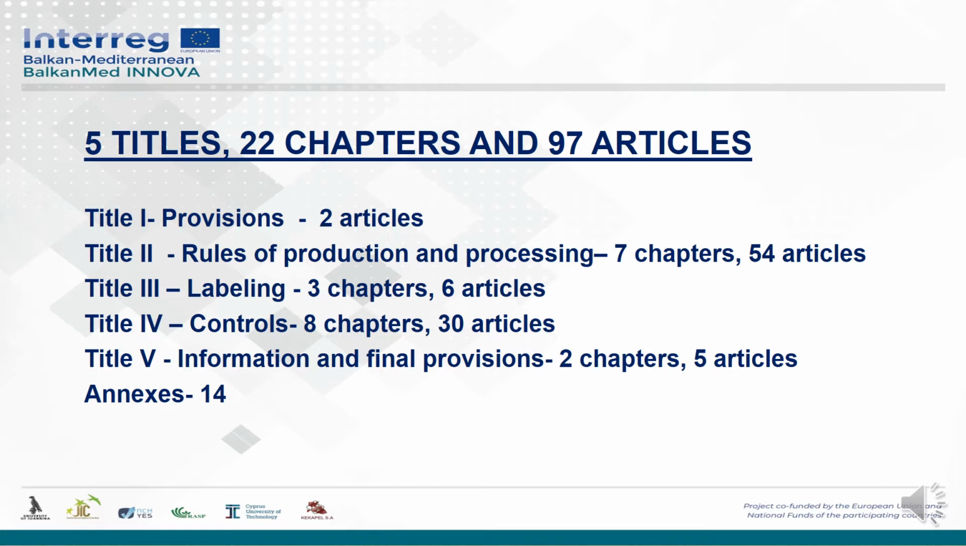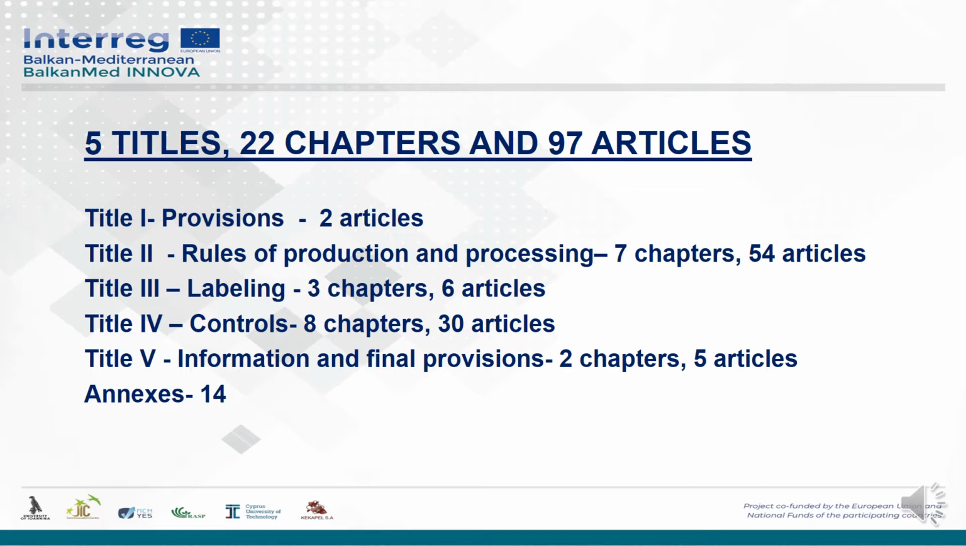In this regulation, as I explained previously, there are 5 titles, 22 chapters in total, and 97 articles. Title 1, Provisions, has 2 articles, is a short title. Title 2, Rules of Production and Processing, includes 7 chapters and 54 articles. As you see, it is the longest title.